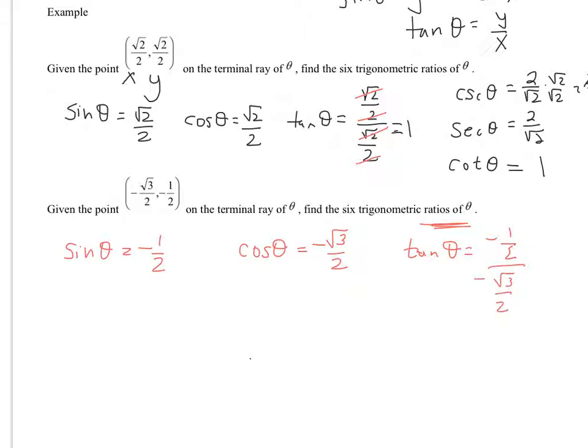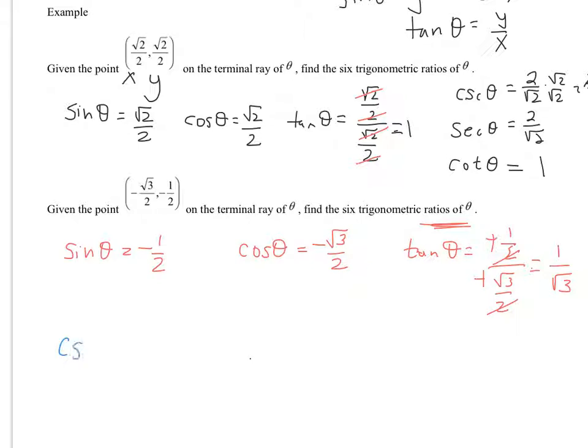Now a really easy way to simplify this: the 2's cancel, the negatives will cancel and become positive, so this is just 1 divided by the square root of 3, because you can see those bottoms will cancel out. And that's pretty much going to be true for most points on the unit circle.